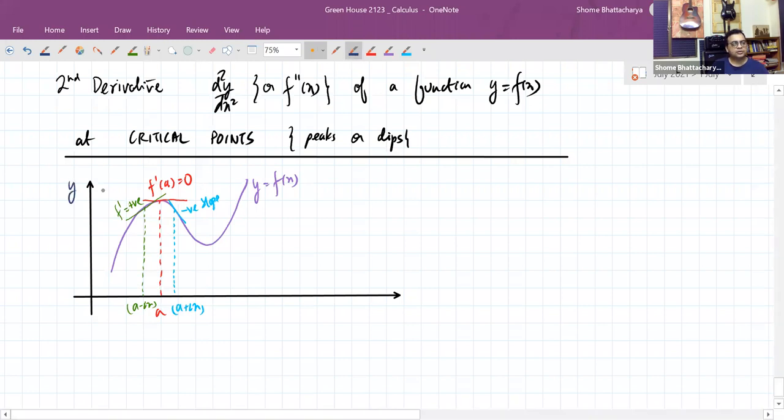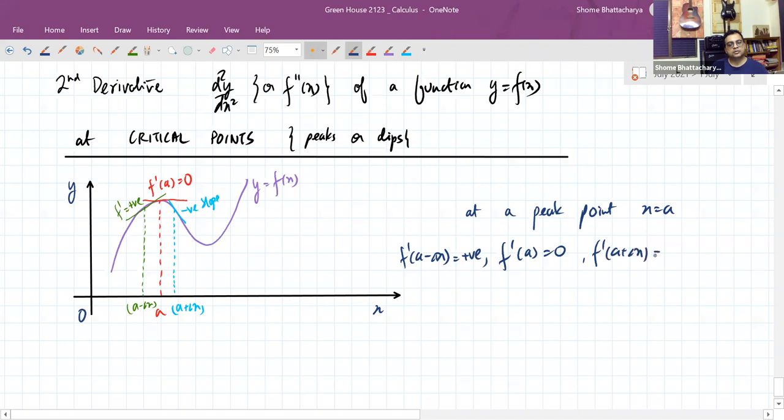So now what can I say about f prime x from this? At a peak point, x equal to a, we can see that f prime of a is zero, but f prime before it is positive, and f prime after it is negative. So if you analyze the behavior of the function f prime now, not f but f prime, what kind of behavior is happening at point a? Before it, it was positive. And after it, it's becoming negative. So it must be doing this.